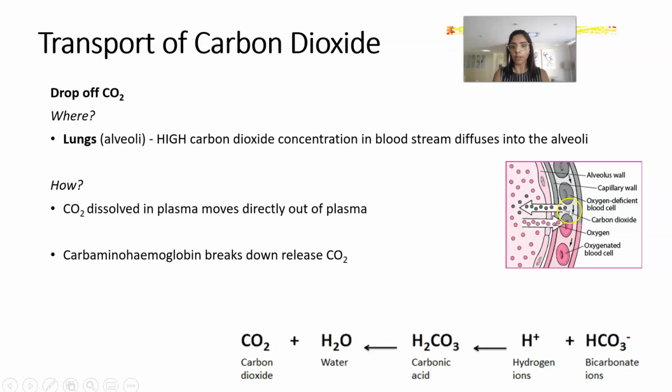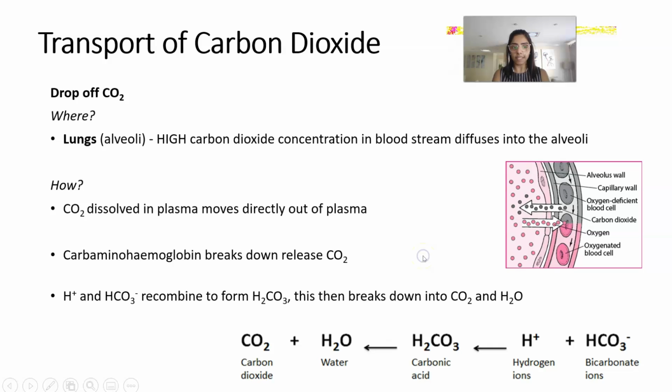Carbaminohemoglobin, remembering this is how about 22% of carbon dioxide is transported through the red blood cells. That reaction will reverse, so it will form hemoglobin, which stays in the red blood cells, and the carbon dioxide will be released and it will again diffuse into the alveolar space. And lastly, the hydrogen ions and the bicarbonate ions will recombine. We will then work backwards from this equation here. We will form carbonic acid, which will then break down to water and carbon dioxide, which we also breathe out.